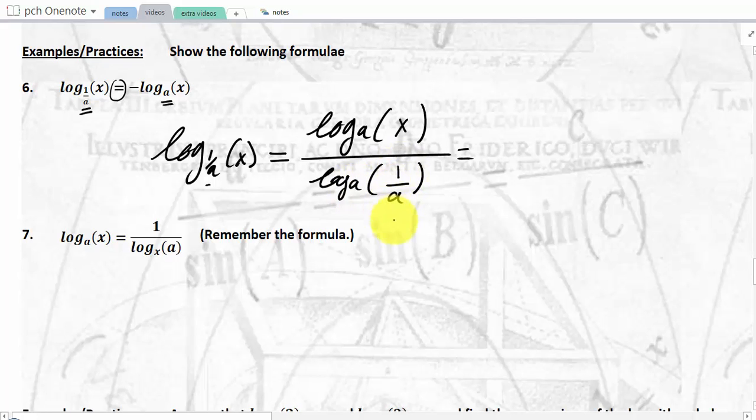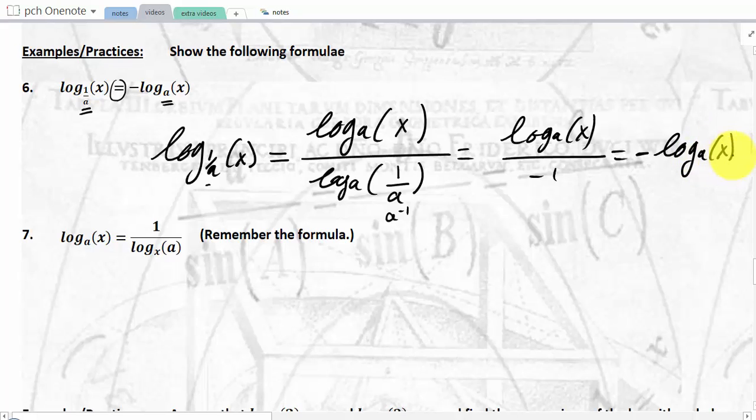That's one of the formulas. 1 over a is a to the negative 1. Log base a of a to the negative 1 is negative 1. So it's a log base a of x over negative 1. So it is the opposite of the log base a of x. That's it. Very, very simple.